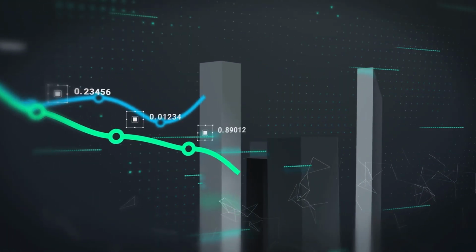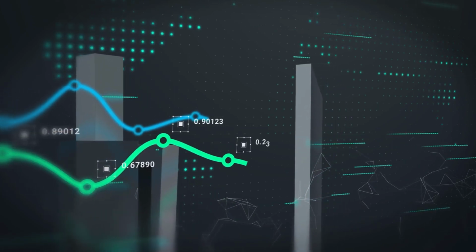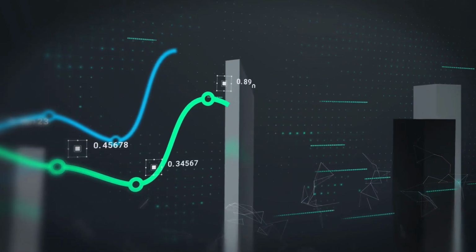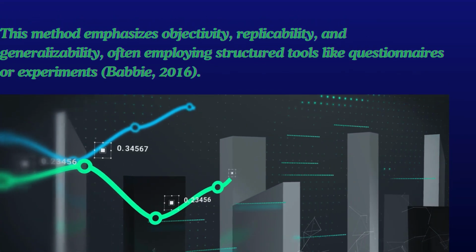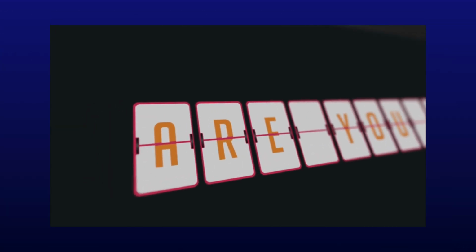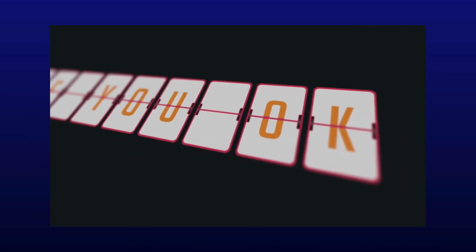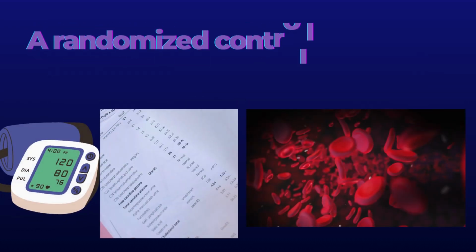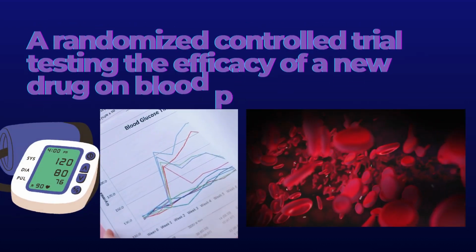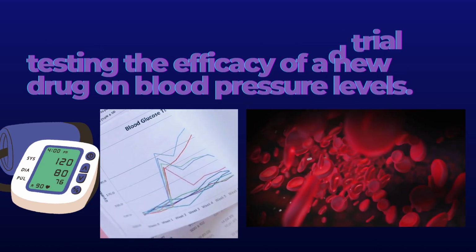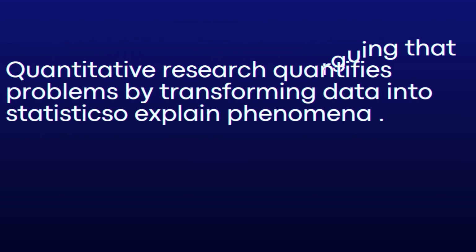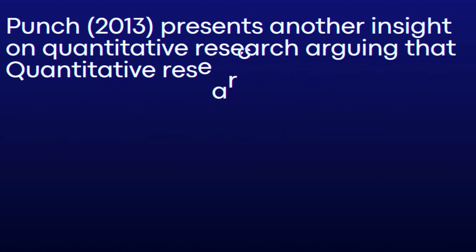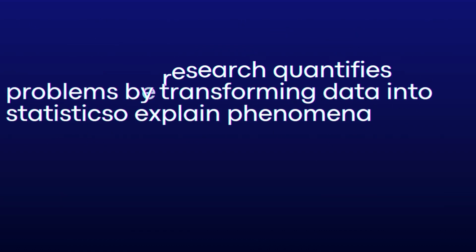Creswell, 2014. A survey measuring the correlation between sleep duration and academic performance in college students. This method emphasizes objectivity, replicability, and generalizability, often employing structured tools like questionnaires or experiments. Babbie, 2016. The example could be a randomized controlled trial testing the efficacy of a new drug on blood pressure levels. Punch, 2013, presents another insight on quantitative research, arguing that quantitative research quantifies problems by transforming data into statistics to explain phenomena. Punch, 2013.